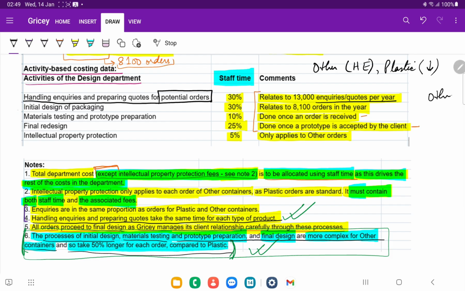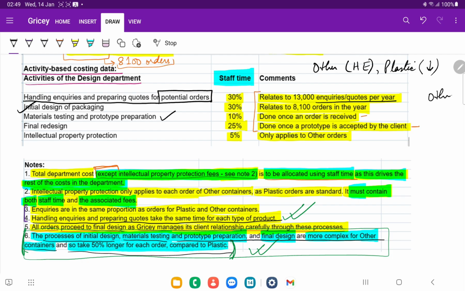Initial design of package, right? Now, initial design of packaging is extremely important, because this is a kind of prototype probably, which the company is sending to the customers. So still there is not much cost has been spent here, right? Material testing and prototype preparation, yes, this is important. This is a value added activity.